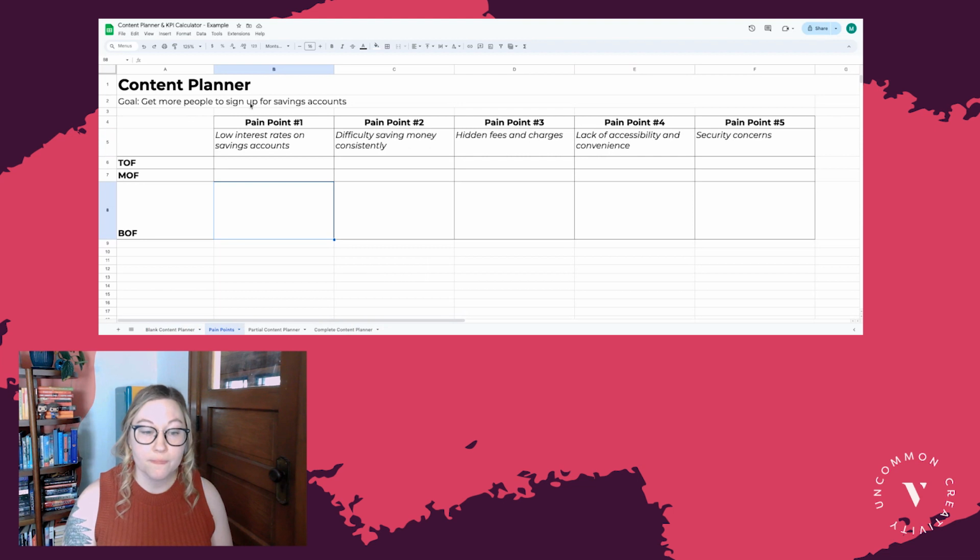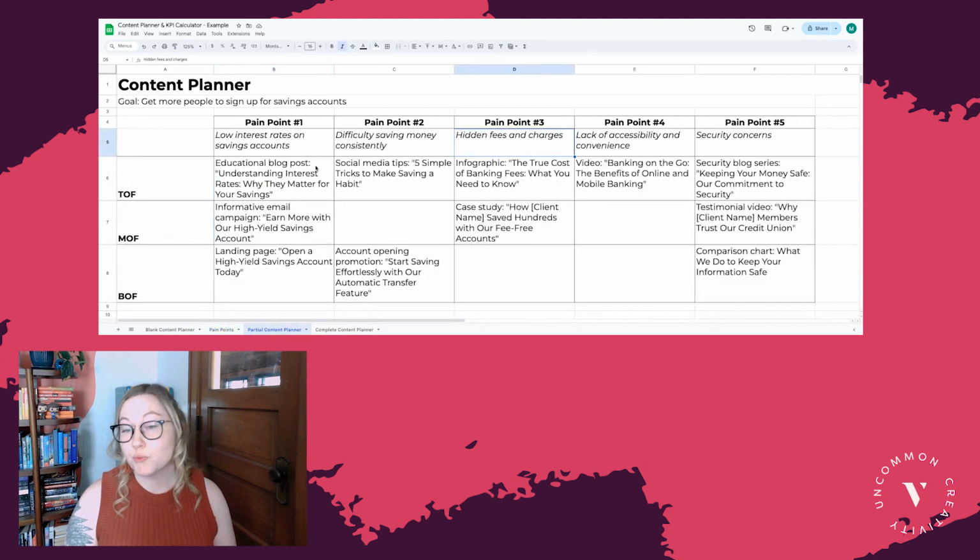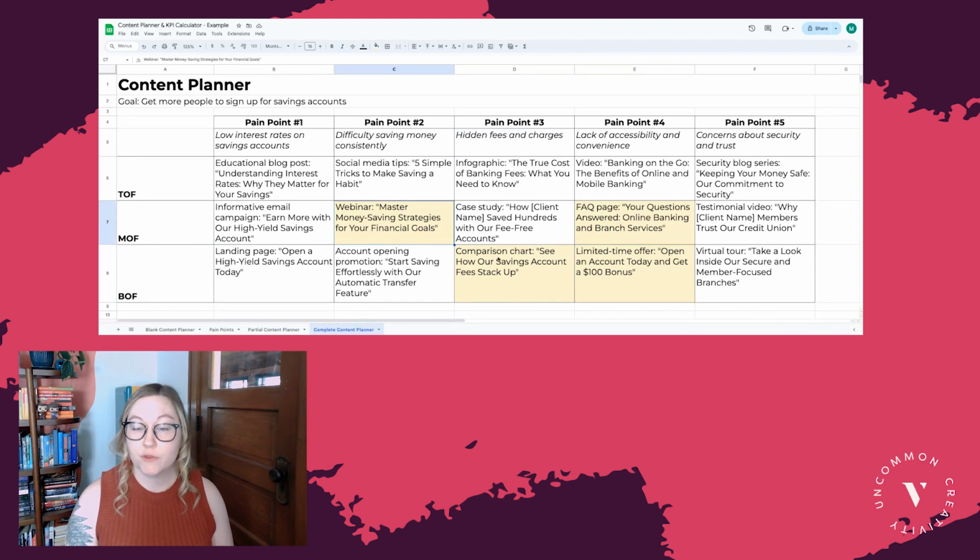So just knowing the pain points and starting with just identifying what those are in relation to your goal, determining what content you already have to address these issues, and then determining where you need to fill the gaps and what that content could be is the goal to making a really strong content strategy that won't take you a super long time, but also will be really effective for you.